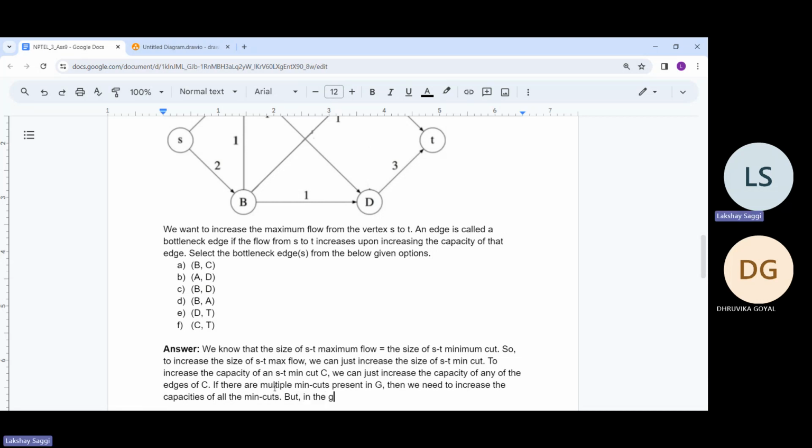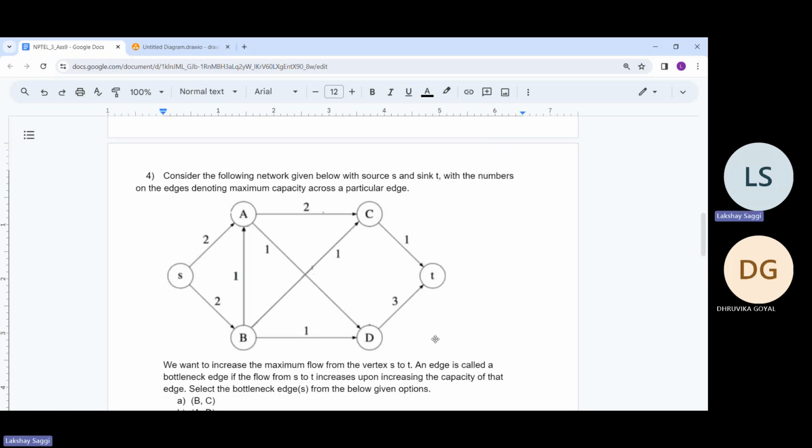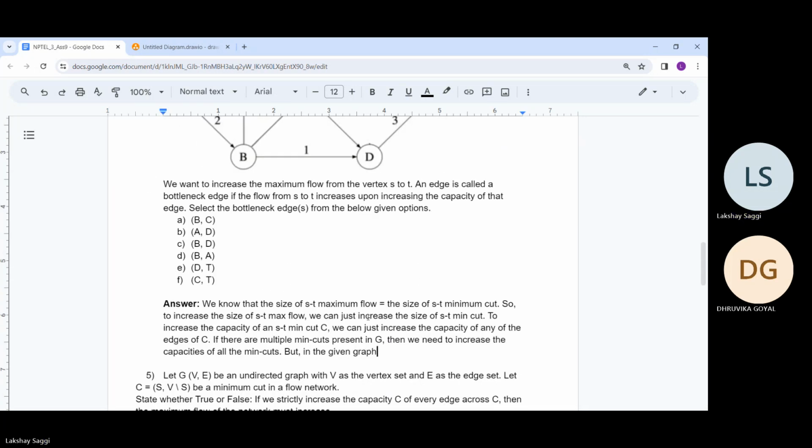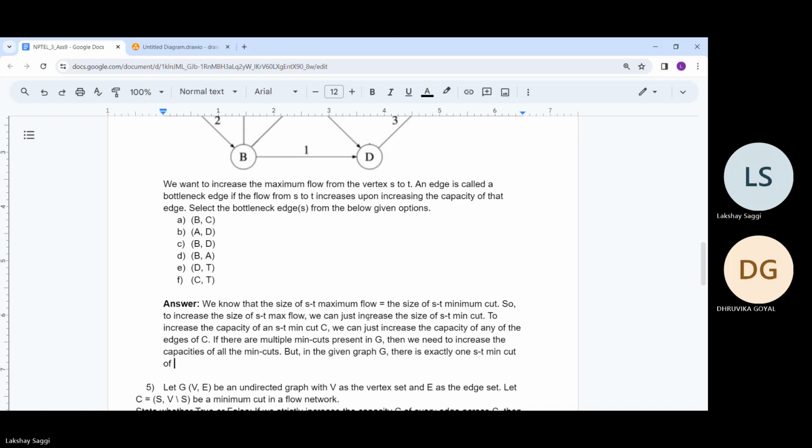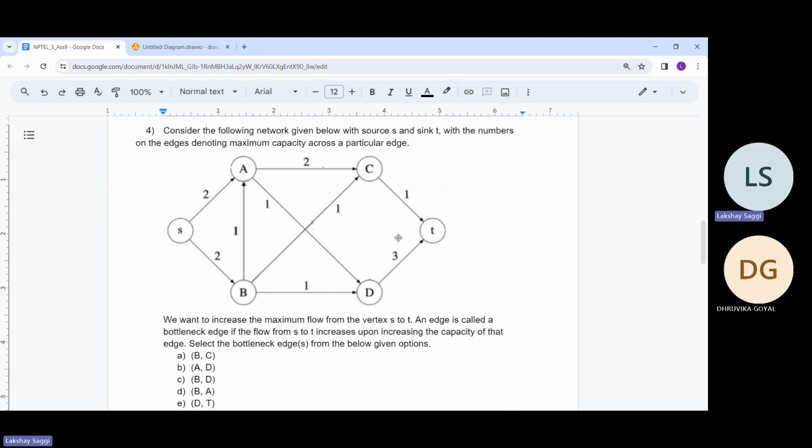But in this given graph G, there is exactly one min cut. There is exactly one SG min cut of size 3. And what's that SG min cut? I leave it up to you to verify this also, but what I'm claiming is this is an SG min cut of size 3.